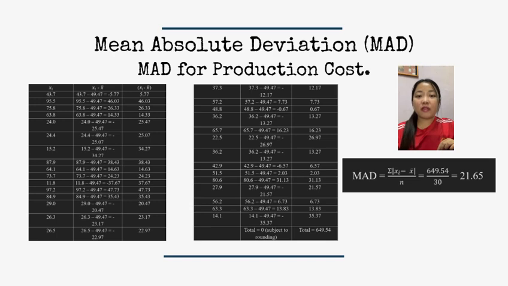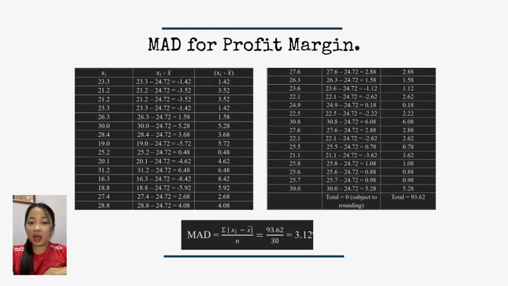All the absolute deviations are summed, resulting in a total of 649.54. After that, the total of absolute deviations is divided by the number of data points, which is 30. So the MAD for production cost is 21.65.